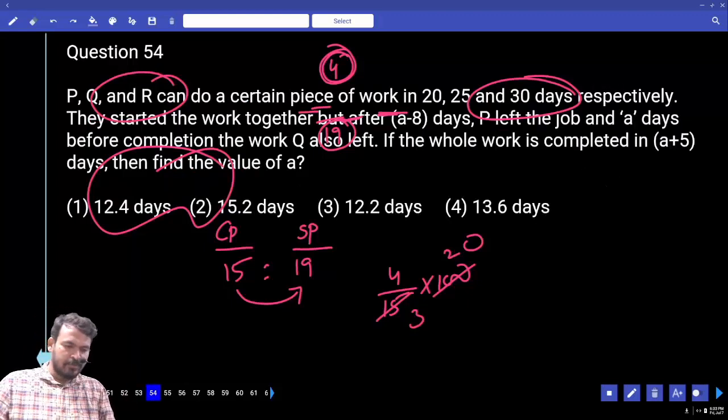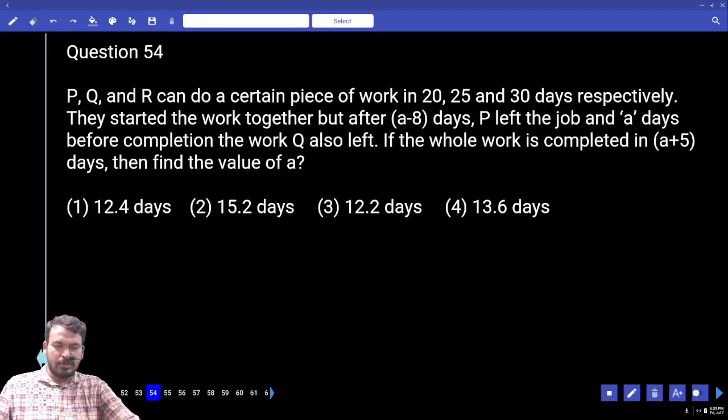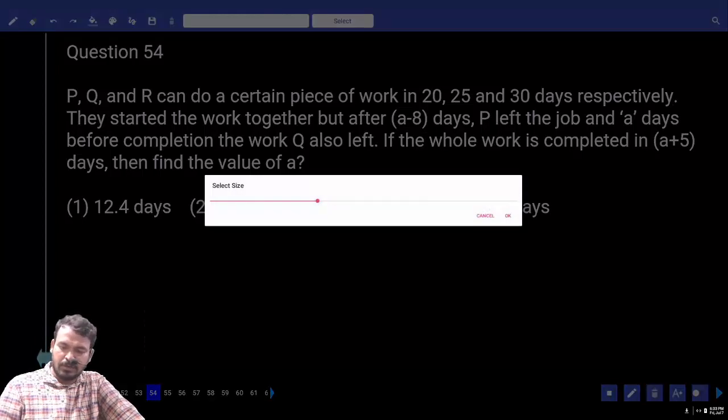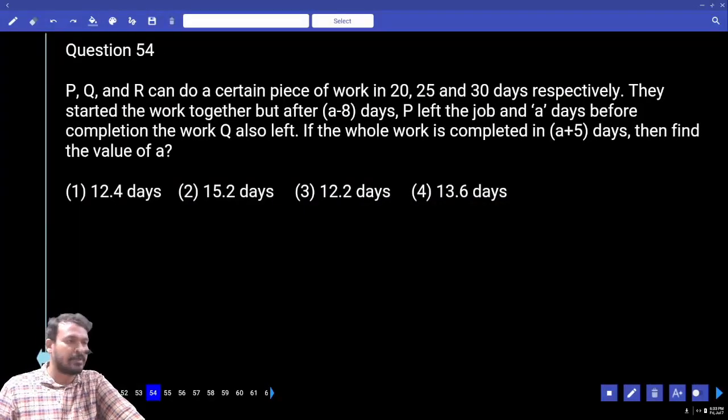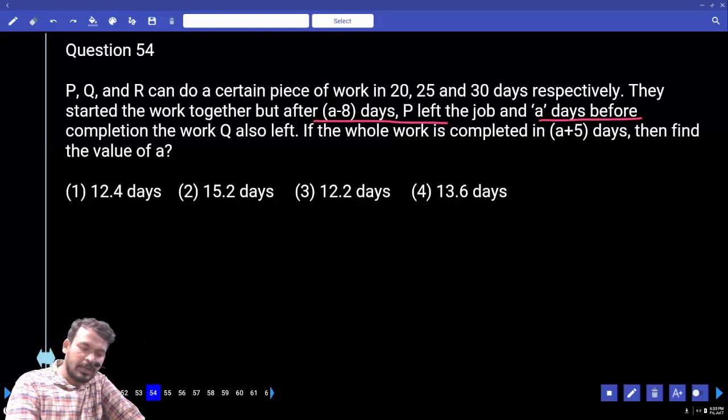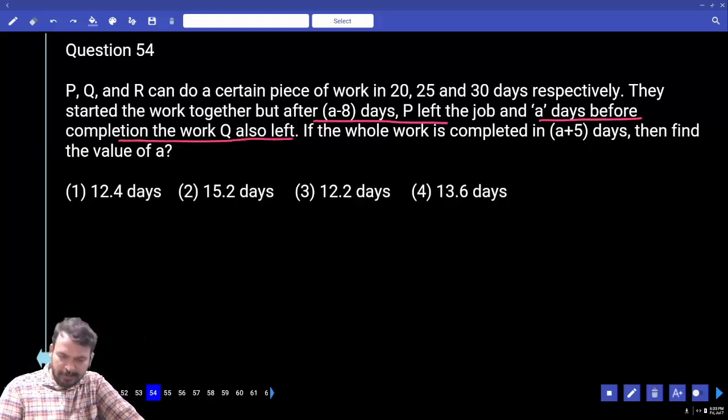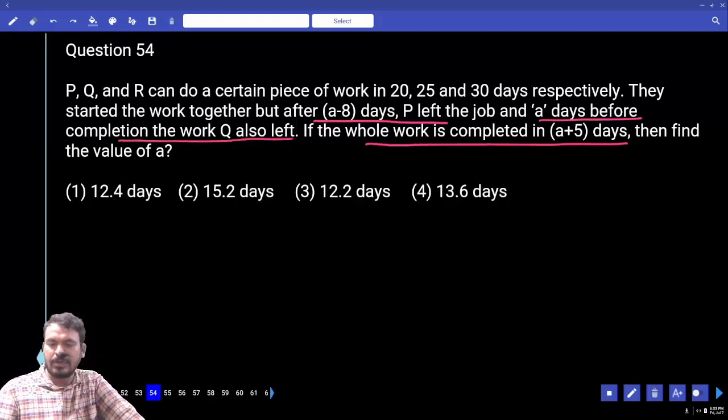Next, question number 54. P, Q, R can do a certain piece of work in 20 days, 25 days and 30 days respectively. They started work together, but after A minus 8 days, P left the job. So P worked A minus 8 days. And A days before the completion of the work, Q also left. If the whole work is completed in A plus 5 days, then the third person is working the total time.